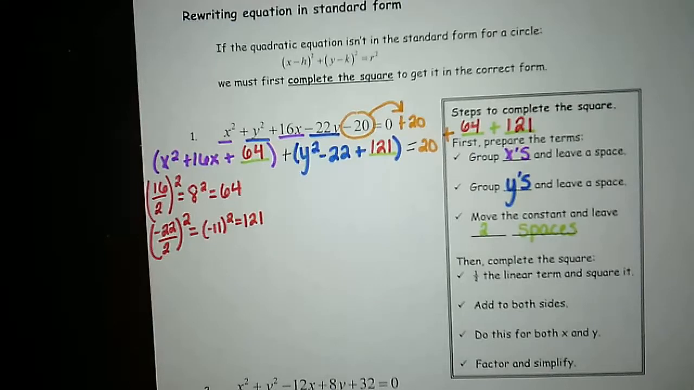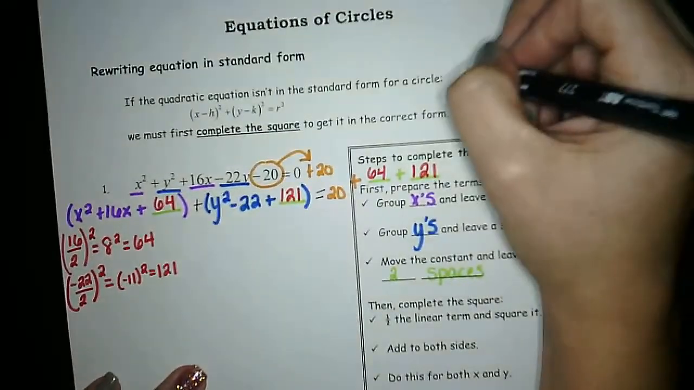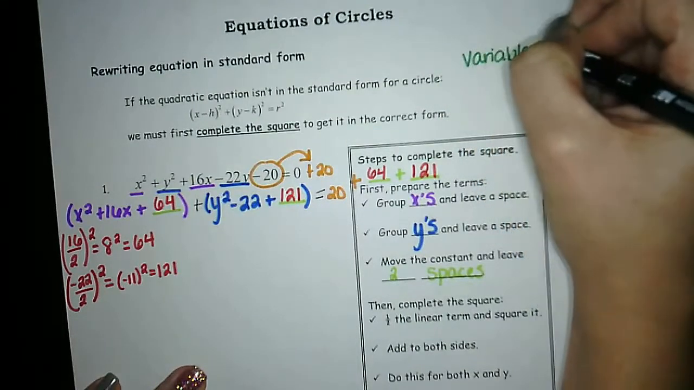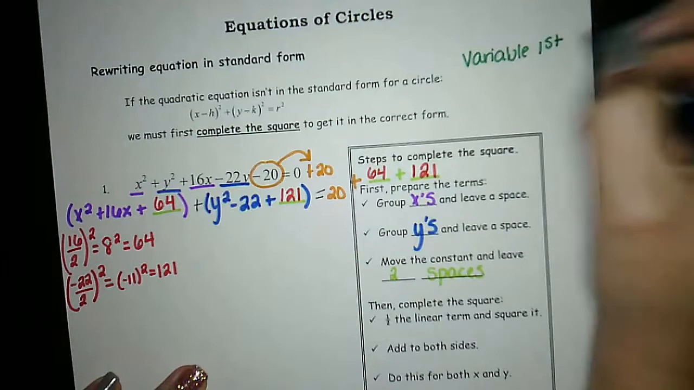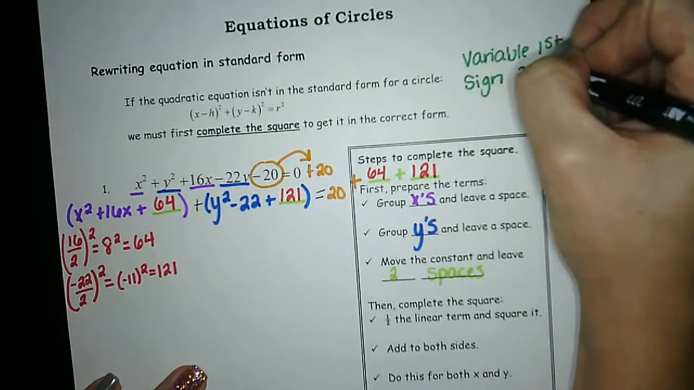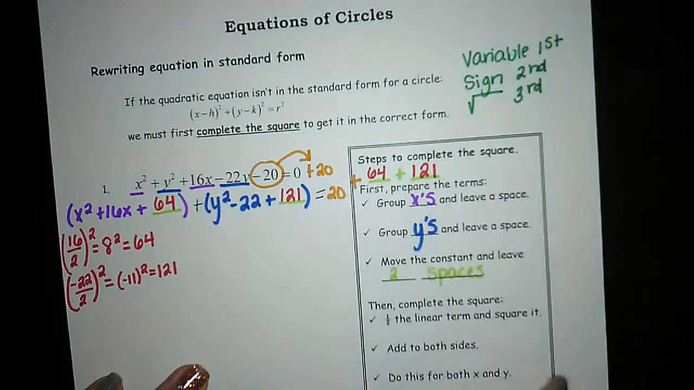Okay, next part is to simplify. And I've come up with kind of a shortcut for this because this is a lot to memorize, so we're going to just use a shortcut. So my shortcut for this is variable of first term, sign of second term, and square root of the third term.